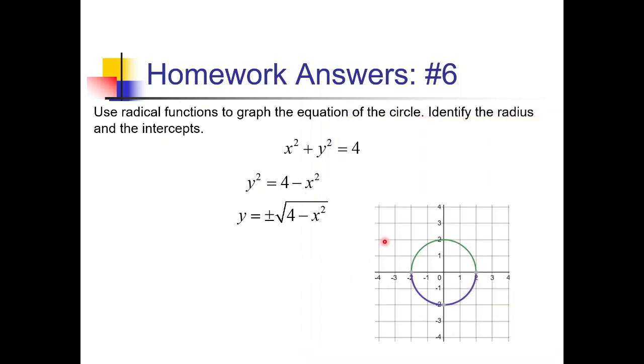So this is the circle we just drew. This circle has a radius of 2. The x-intercepts are plus and minus 2. And the y-intercepts are also plus and minus 2.